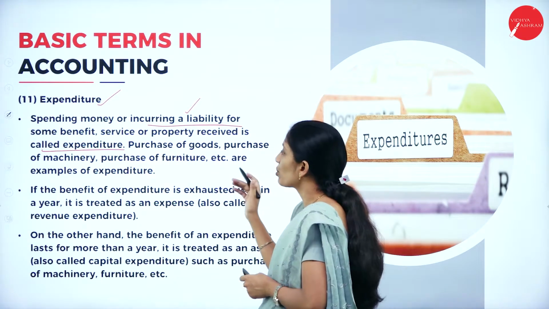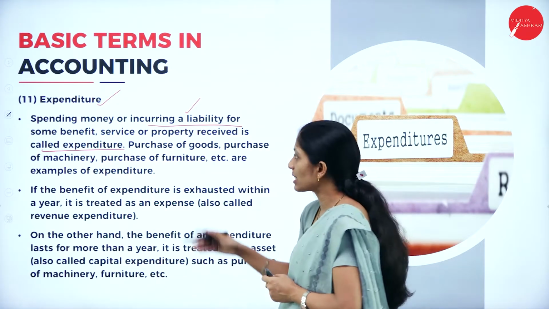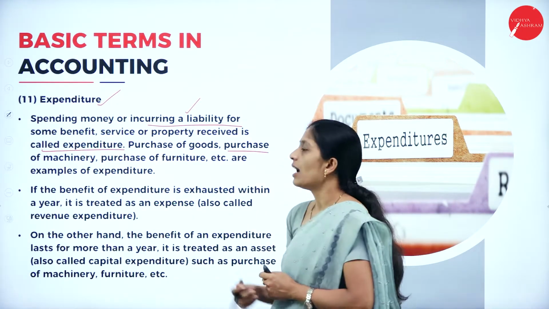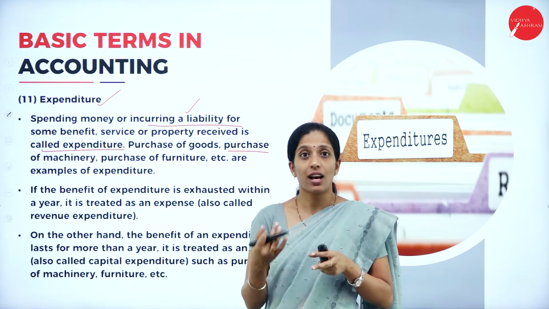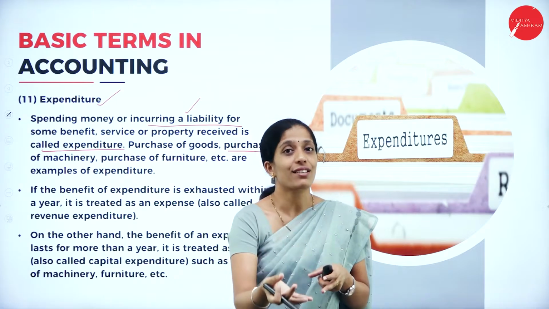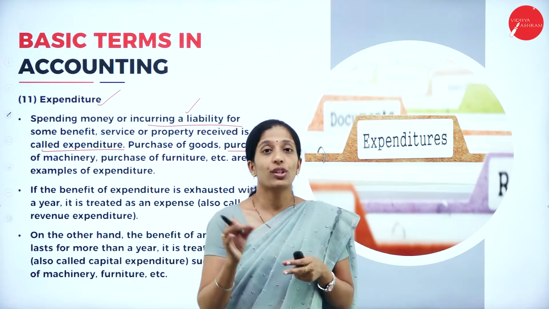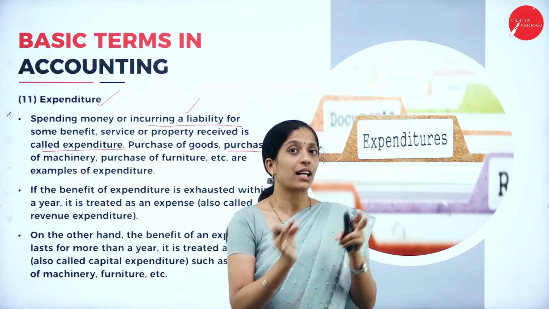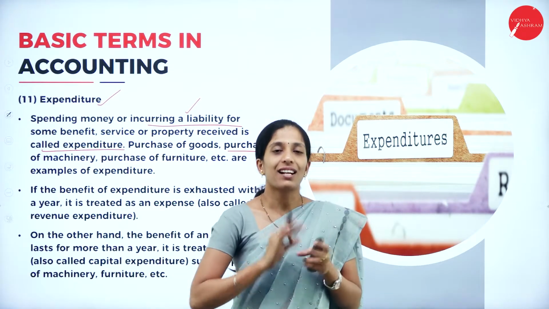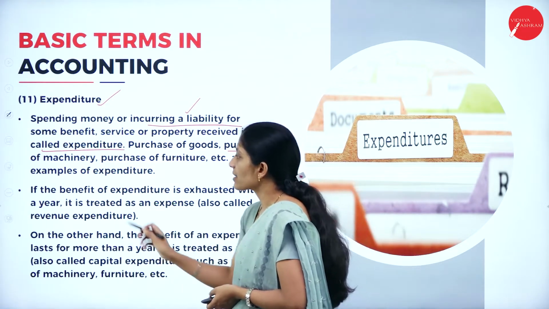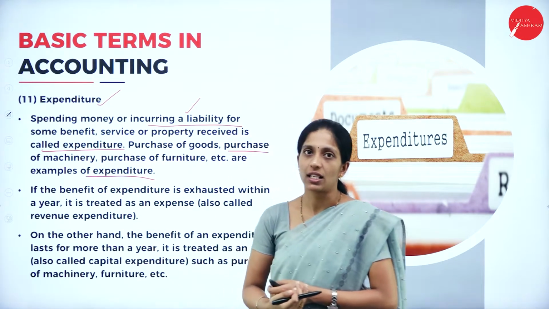Purchase of goods and purchase of machinery are used in the production process, where the organization is going to get some benefit in the future. So they are termed as what? Expenditure, and the amount is very large compared to expenses. Purchase of furniture, etc., are also examples of expenditure.